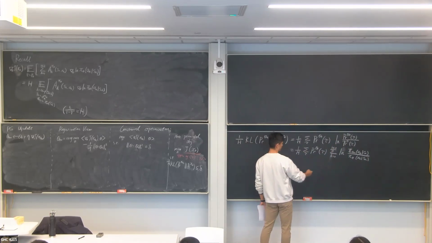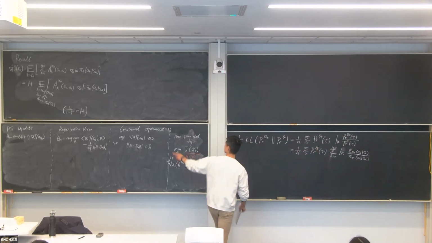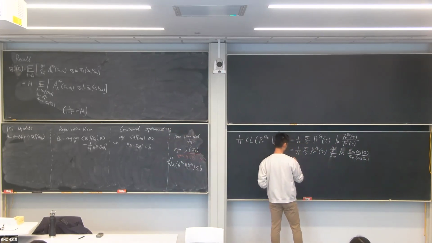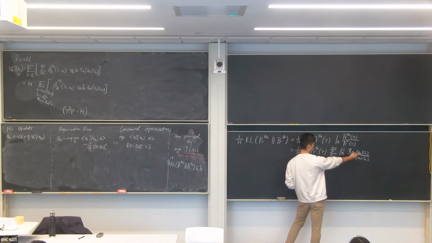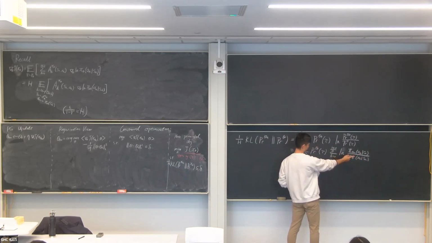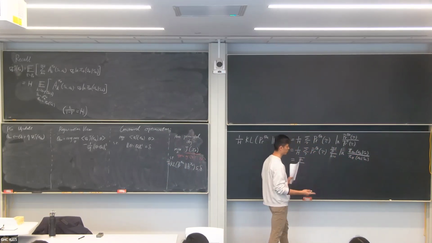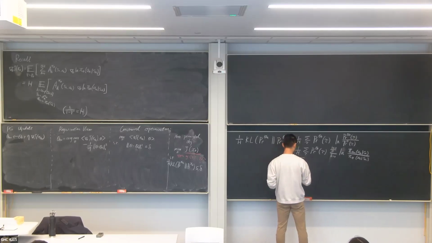And the whole thing here, I'm going to use this trick to write this as an expectation. This is really just the log ratio of the action probabilities between the two policies.